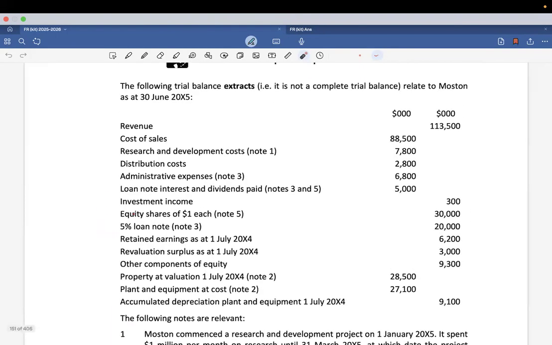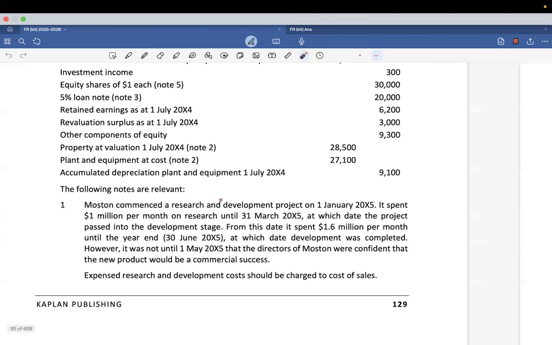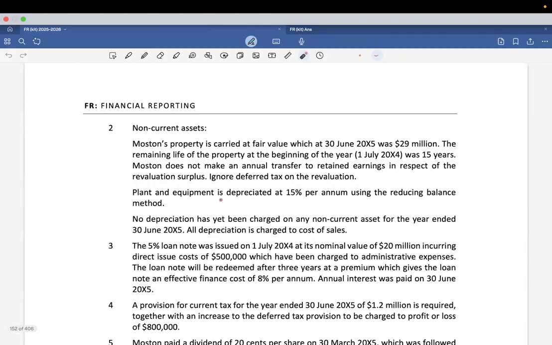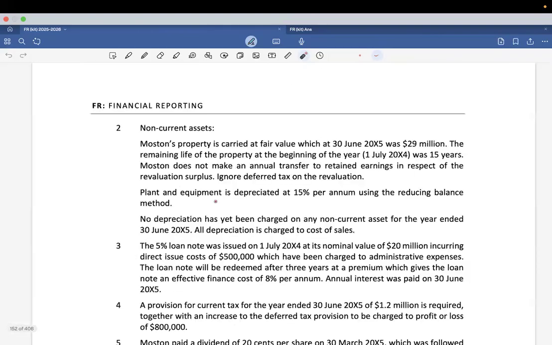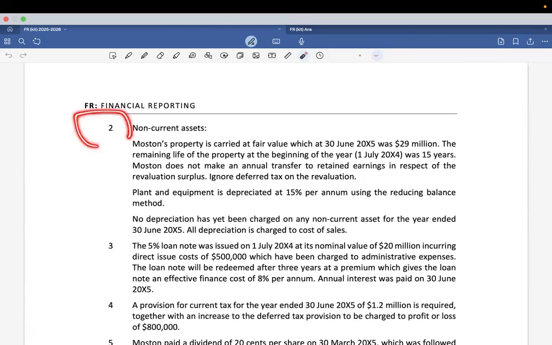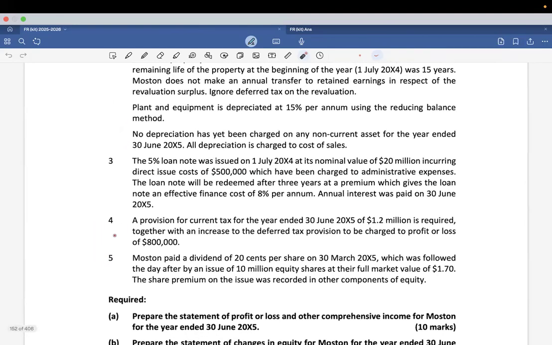This is the information that they have given. They have given the revenue, the cost of sales, everything. And they have also attached some additional information in the form of notes described below. Here, this is about a research and development project. This is about IAS 16. This is IFRS 9. And this is provision for tax with the schedule that we may need.